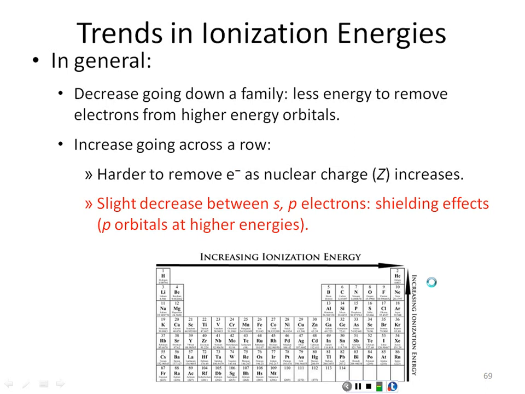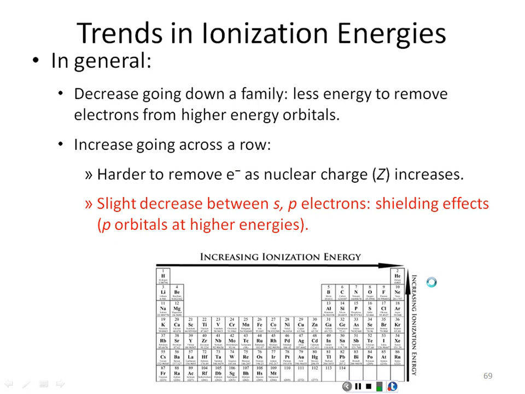So what are the trends with respect to the periodic table of the ionization energy? Well, in general, ionization energy decreases down a column. And why is this? That's because less energy is needed to remove electrons from higher energy orbitals. As atomic size gets bigger, those electrons are shielded more, they're held on less tightly, you can remove them easier.